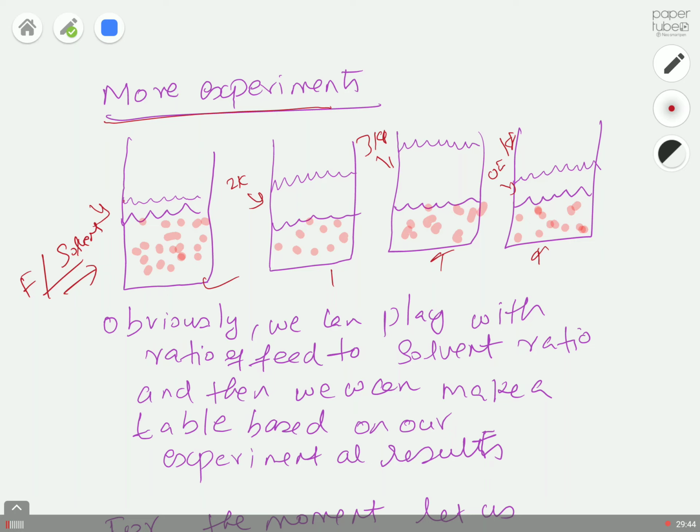Then you do the same experiment and allow the system to come to equilibrium. After equilibrium, some amount of solute would have moved from your carrier liquid to your solvent side, and then you calculate the numbers. So you can play with this ratio of feed to solvent, and we can make a table based on whatever values we get from the experiments. There is no limit to the experiments you can do in the lab, if you have access.